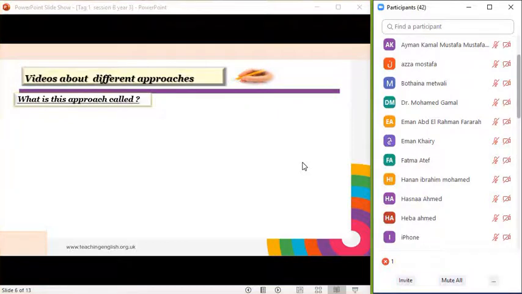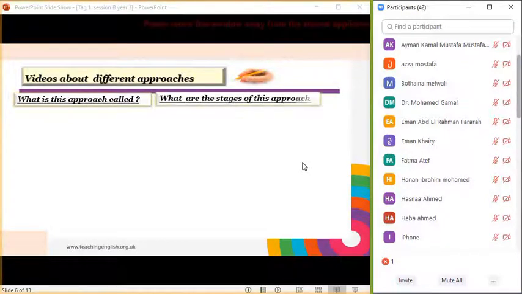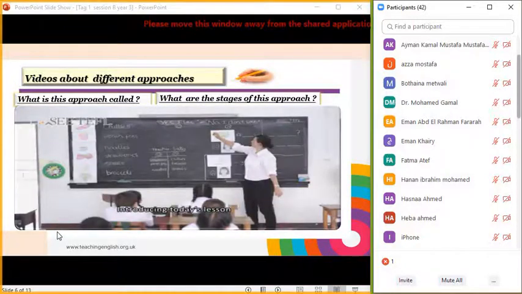Let's go to the other. We are going to watch some videos. What is this approach called? What are the stages of this approach? Now listen to me carefully and try to think. What is this approach called? What are the stages of this approach the teacher used?